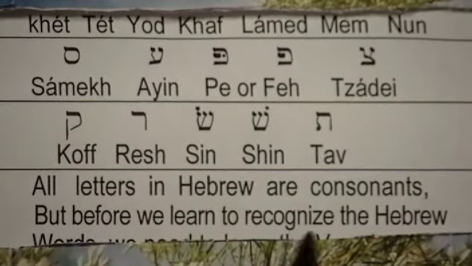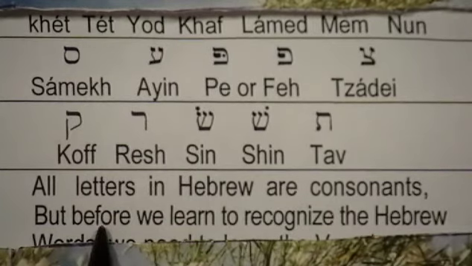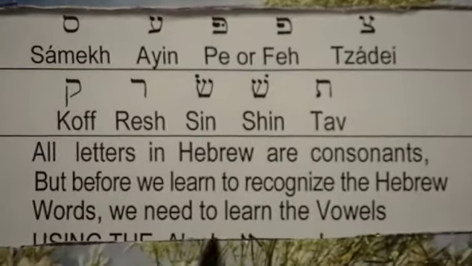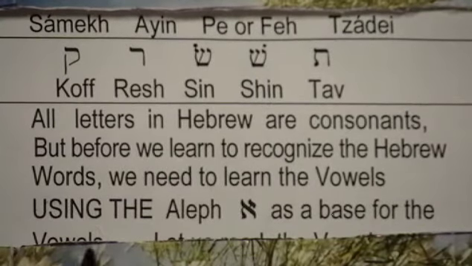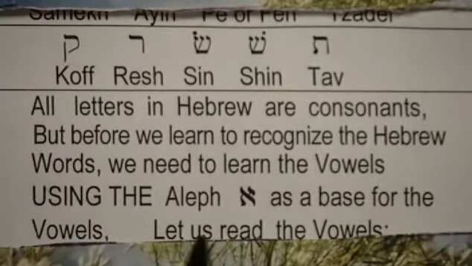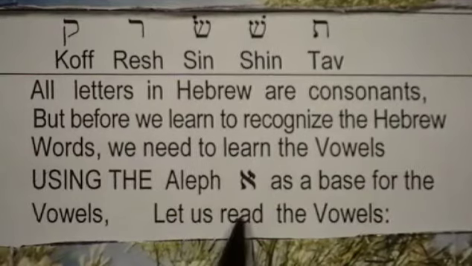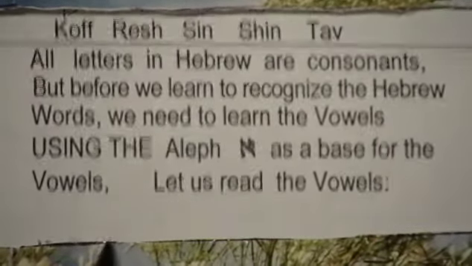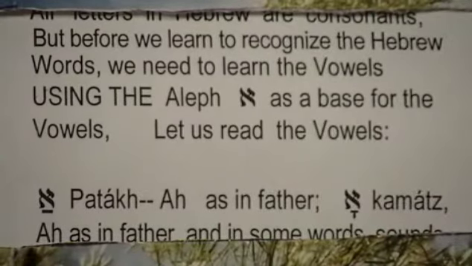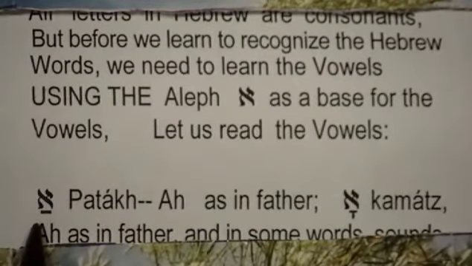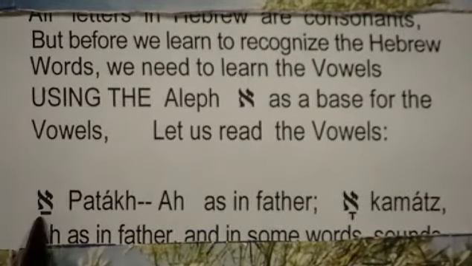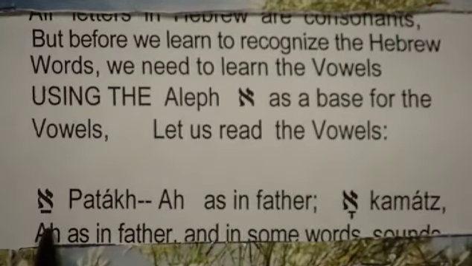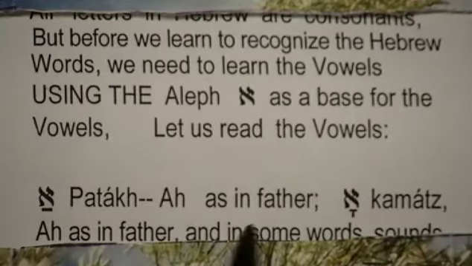All letters in Hebrew are consonants. But before we learn to recognize the Hebrew words, we need to learn the vowels. And we do it by using the Aleph letter as a base for the vowels. Let us read the vowels. All the vowels have their names. A little dash is called patach. This one is A. A as in father.